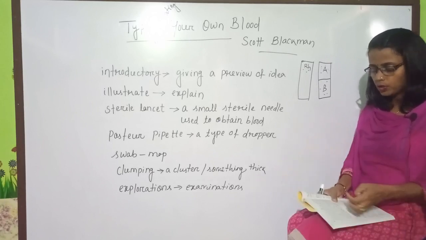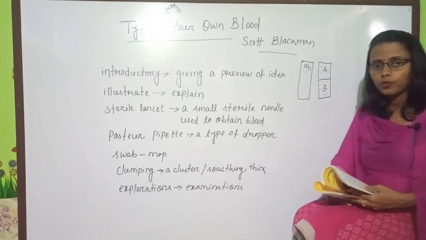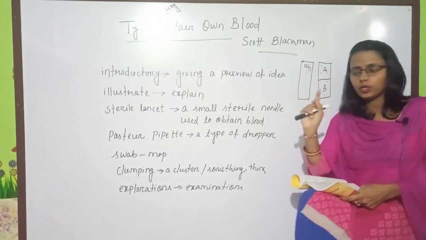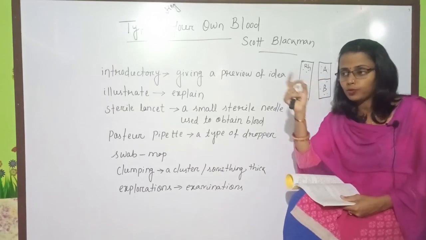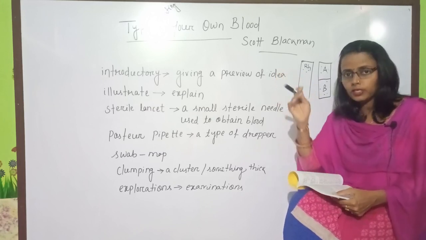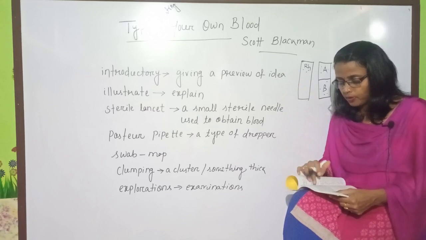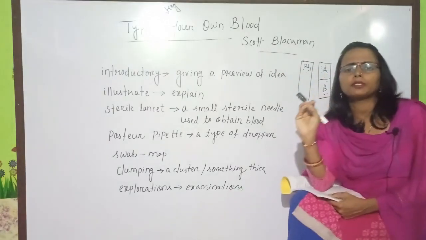Use an alcohol soaked cotton ball to swab your middle or ring finger. Now we have to prick our finger. Swab means we have to clean the topmost part of the finger, and then we have to prick it and allow the excess alcohol to evaporate. So listen, here it is being given step by step.